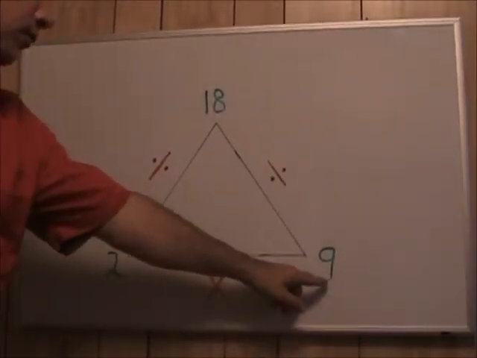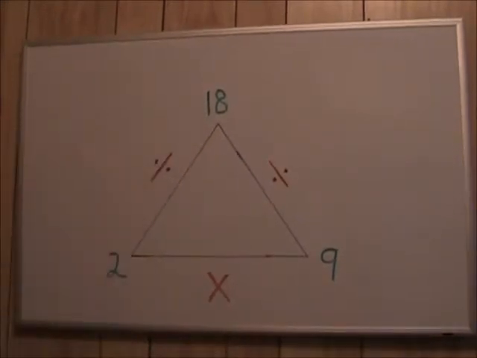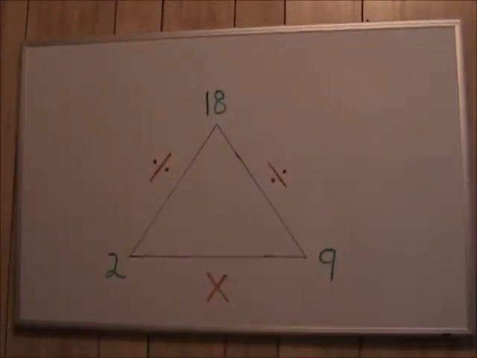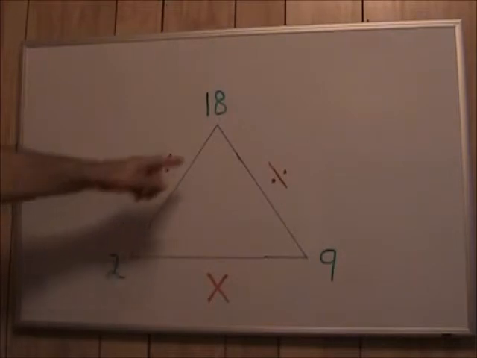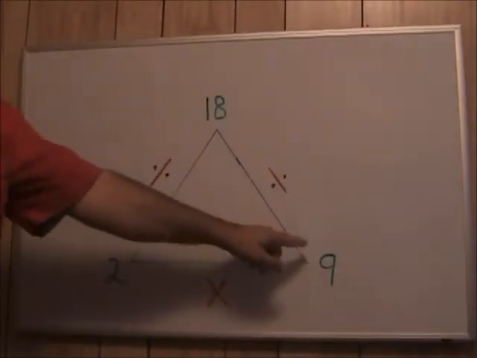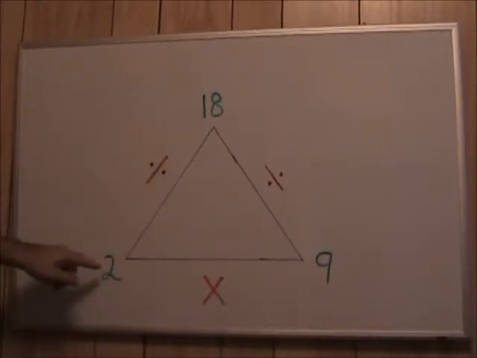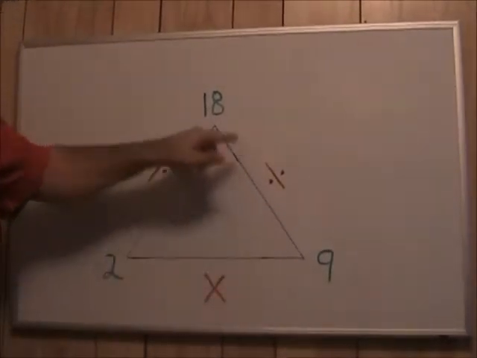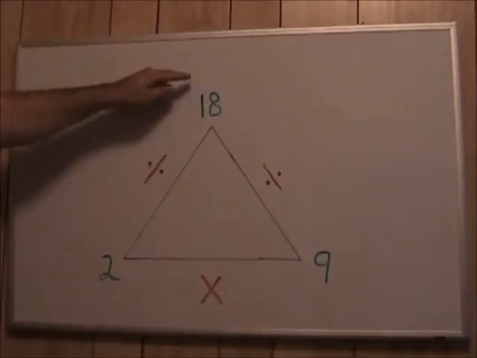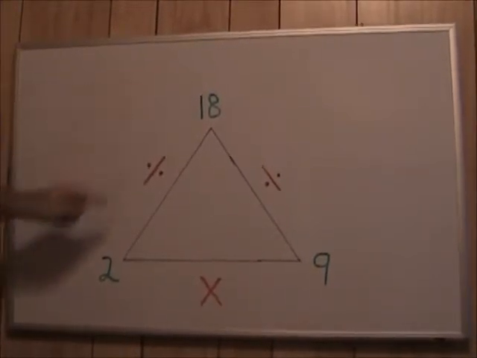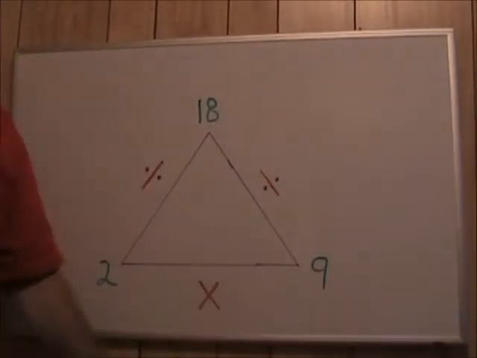We can do it the other way. 9 times 2 equals 18. And the opposite of that is the inverse, where we could say 18 divided by 9 equals 2. Or we could say 2 times 9 equals 18. And the inverse, or the opposite of that, would be 18 divided by 2 equals 9.